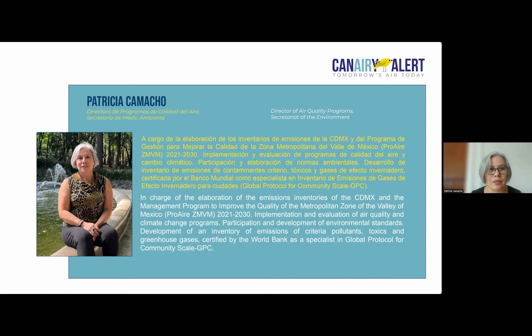Mexico City, yes, we carry out inventories in an integrated way, both toxic components, greenhouse gases, and pollutants, for more than 10 years. And the advantage of doing them in an integrated way is that we can see the benefits of implementing an action in terms of air quality and then see that impact on climate change too, so on both aspects.